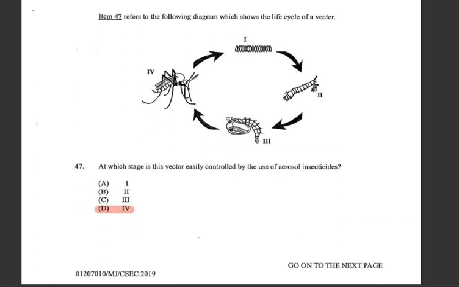Number 47. So here we have a life cycle. Good. And they are asking at which stage is a vector easily controlled by the use of aerosol insecticides. So here we have 4. And this must look like a roach to me. So here we have the roach. It's controlled by aerosol insecticide. So the answer would be 4.